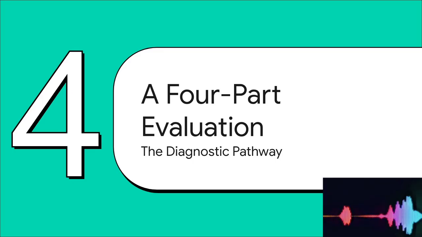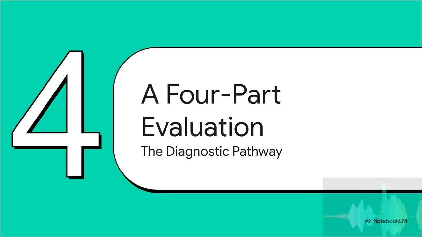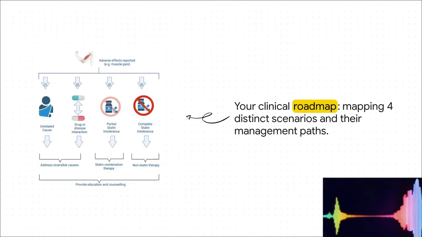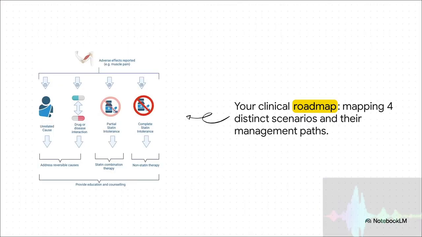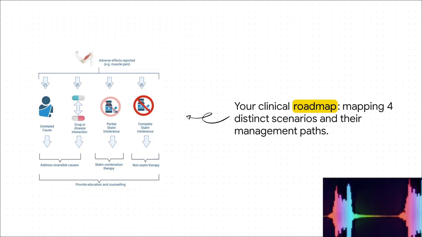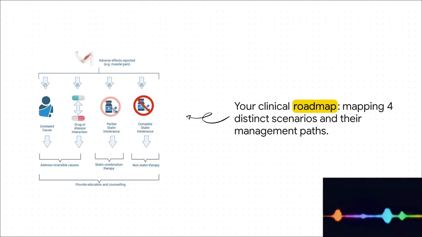All right, this brings us to the real meat of our explainer today. We're talking about a systematic 4-part approach for what to do when that patient is sitting in front of you complaining about their statin. This flowchart right here, this is your clinical roadmap. It's the core of everything we're talking about. A patient reports a side effect. Our job is to figure out which of these 4 lanes they belong in, because trust me, each one leads to a totally different destination.